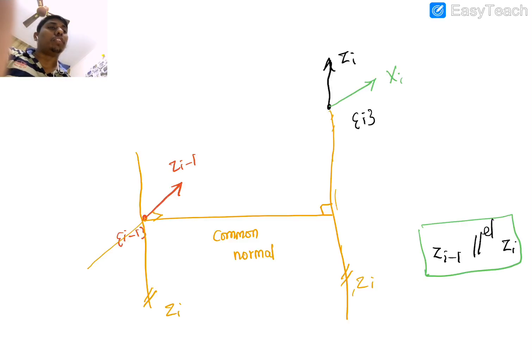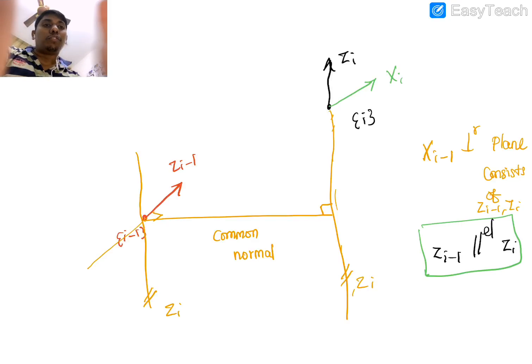So why are we doing the common normal? Because I want to find out what xi minus 1 is. This axis would be perpendicular to the plane consisting of Zi minus 1 and Zi. So in that sense, we can try to see which plane this would be having.